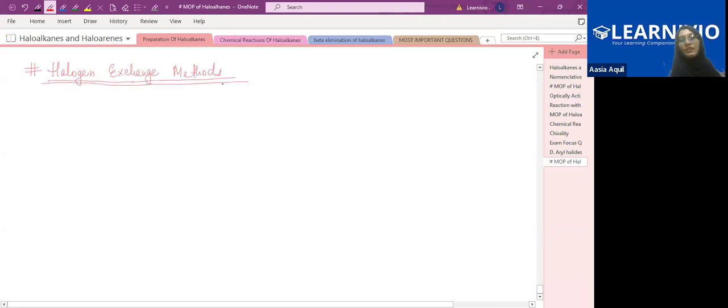Okay, so in the halogen exchange method, as the name suggests, we are supposed to exchange the halogen atom. In the halogen exchange method, there are three reactions. First one is the Finkelstein reaction, then the Swartz reaction, and the third one is the Hunsdiecker reaction. And just remember, all the name reactions are very, very important for your exam. A direct question can come in your exam: what is the Finkelstein reaction, what is the Swartz reaction, right? So this reaction is again very important.